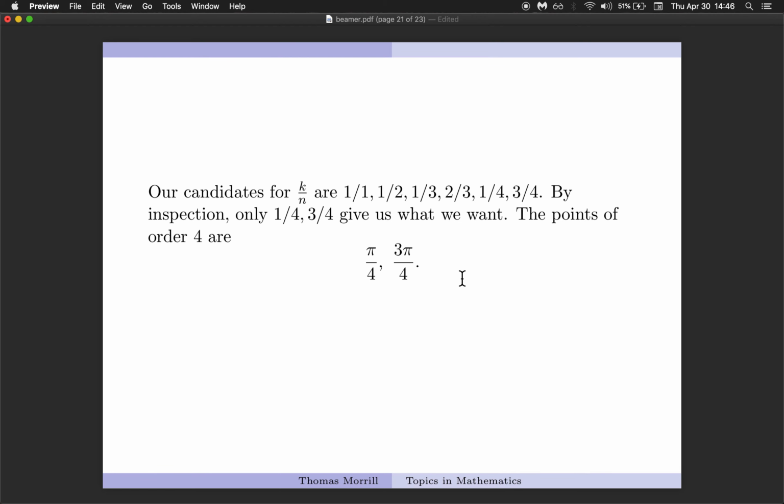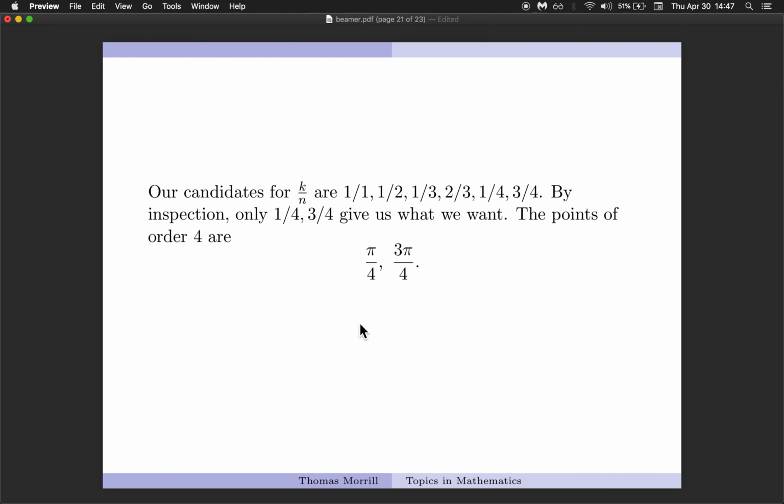So since I have my list of all the possible k on n, I can just check all of these fractions. What I get is, well, 1 on 1 times 2 pi has order 1, right? Because that's already 0. 1 on 2 times 2 pi has order 2, and so on. So the only two fractions that give me what I want are 1/4 and 3/4.